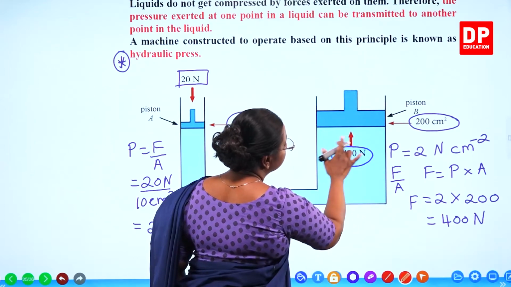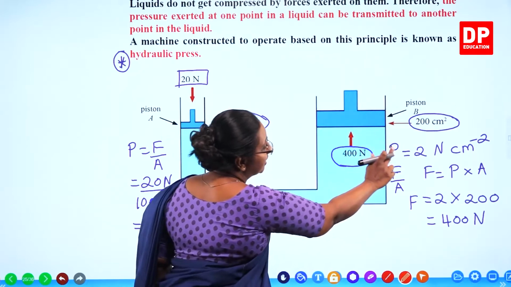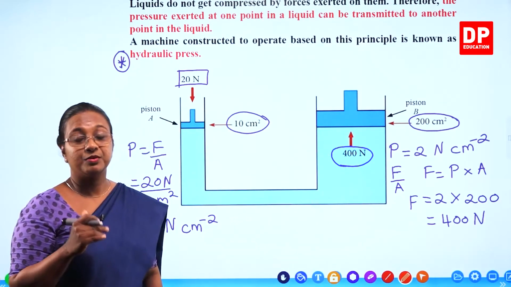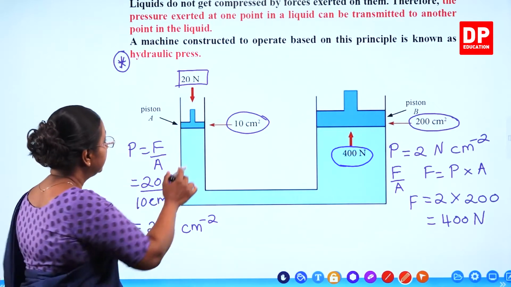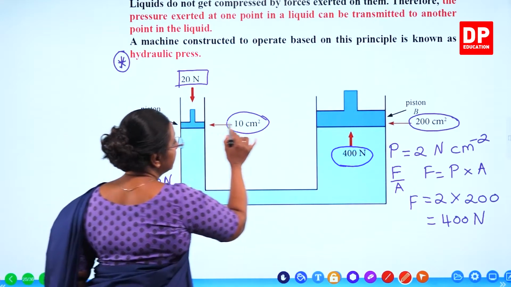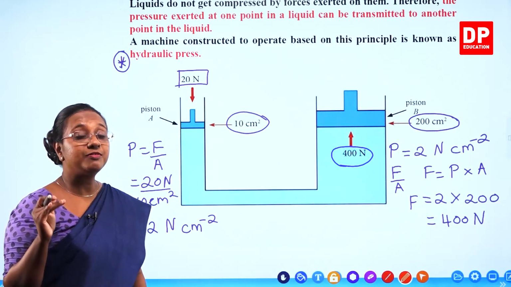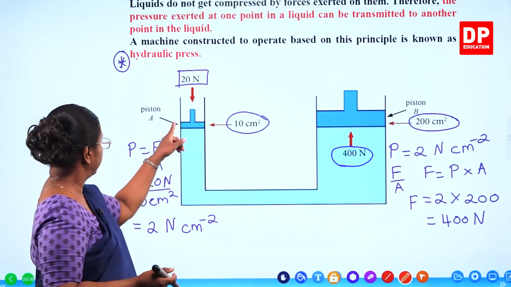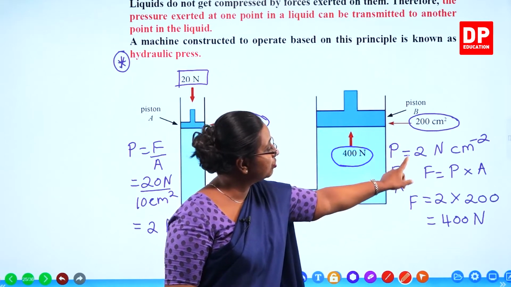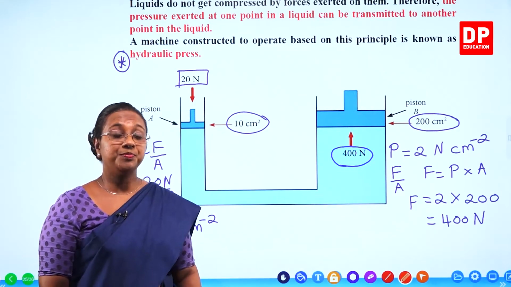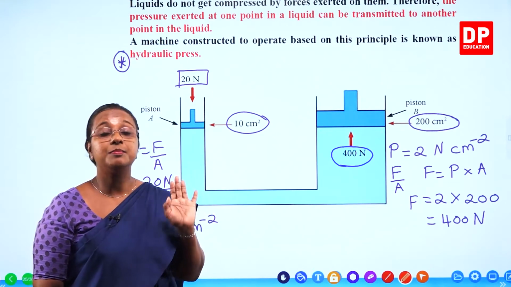Because of that, the force with which the piston is pushed up is greater. But the pressure is the same. Why? Pressure at the same level is the same. So here you have the liquid level, the same level here also. So pressure at the same level of liquid is the same. Pressure is 2 Newton per centimeter squared here. Here also pressure is 2 Newton per centimeter square. Is that clear to you all? That is the function of a hydraulic press.